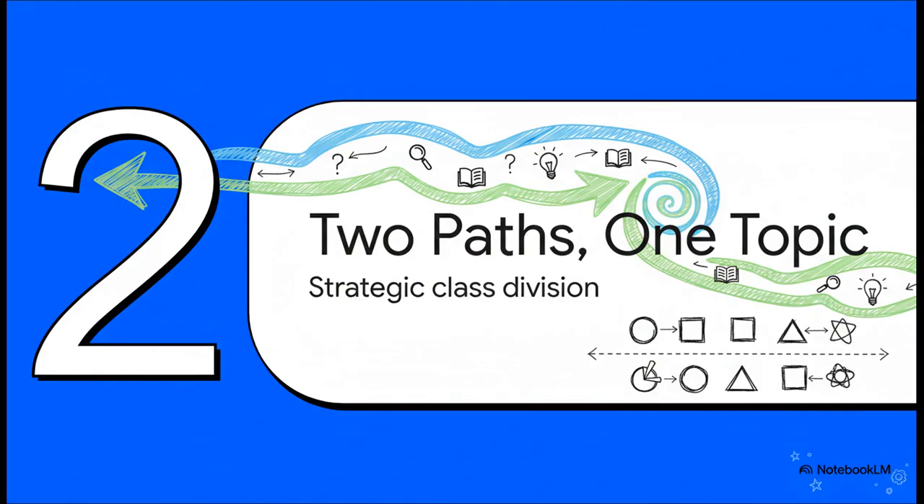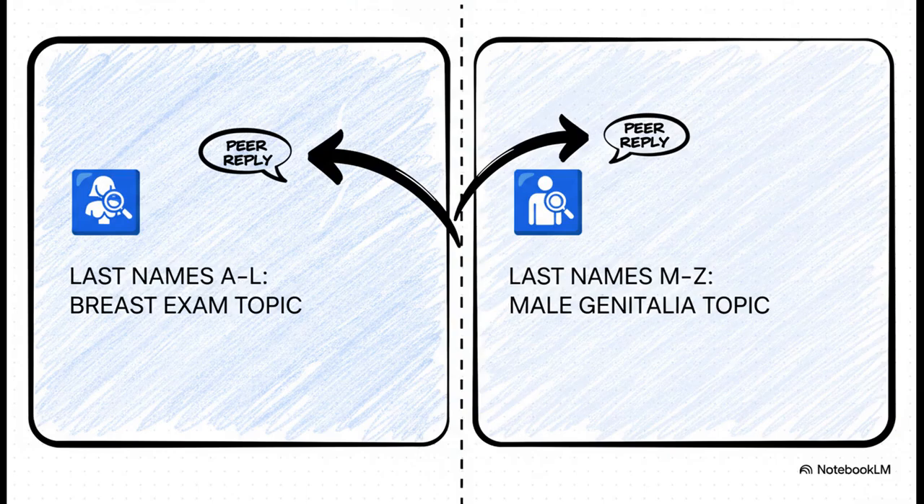Okay, this is where the design gets really, really clever. Instead of just having everybody pile onto the same big topic, the instructor strategically splits the class down two very distinct but related paths. The split is pretty simple, actually. It's all based on your last name. If your name starts with A through L, you focus on breast exams. M through Z, you're tackling male genitalia. But here's the twist. You have to reply to posts from the other group. This forces every single student to do a deep dive on one topic while also engaging thoughtfully with the second one. It's a really simple trick to make sure everyone covers all the material.